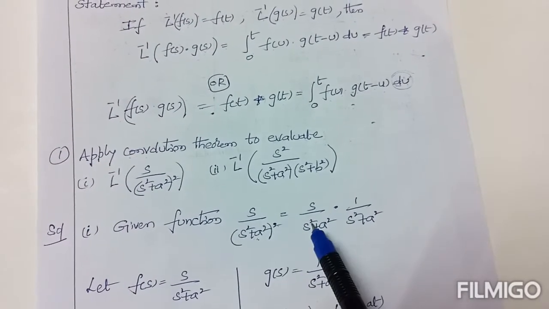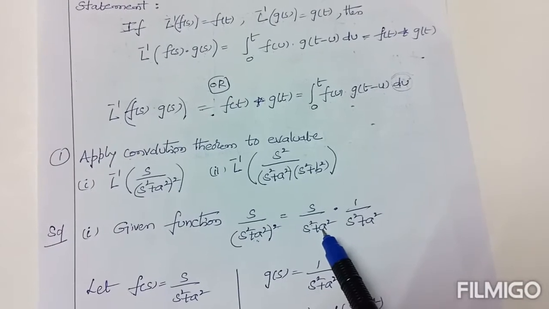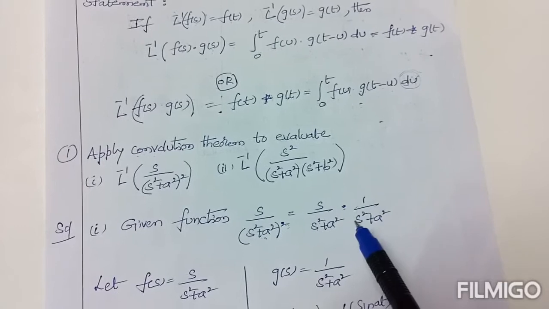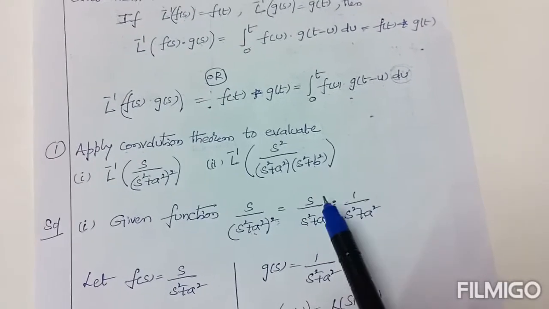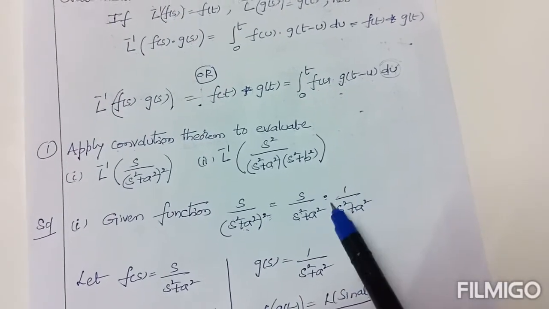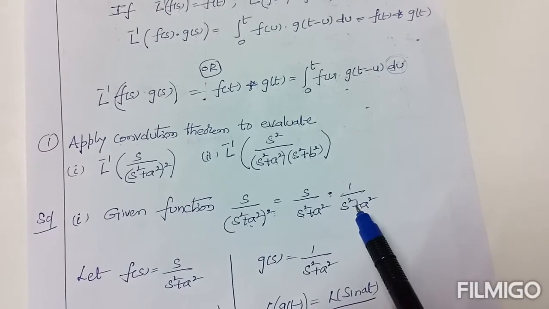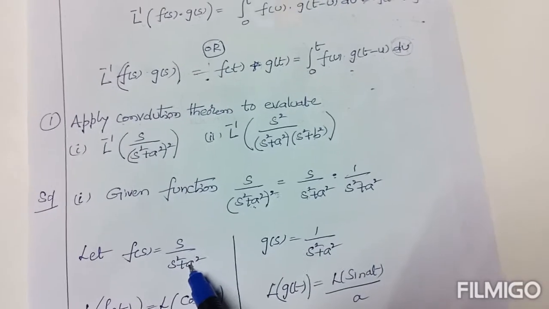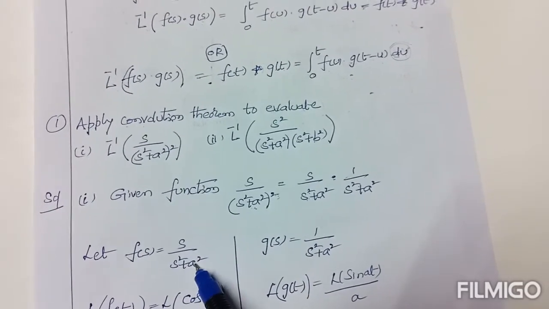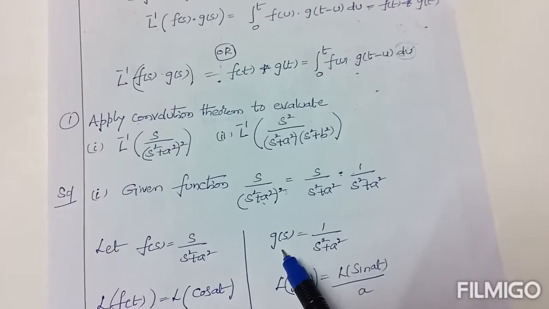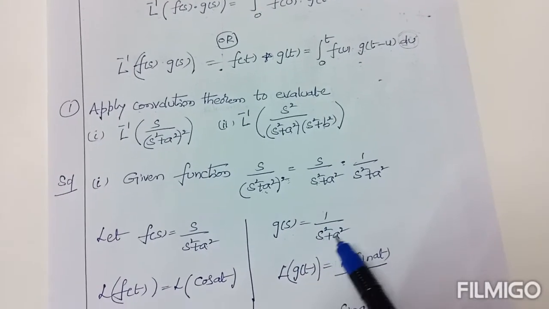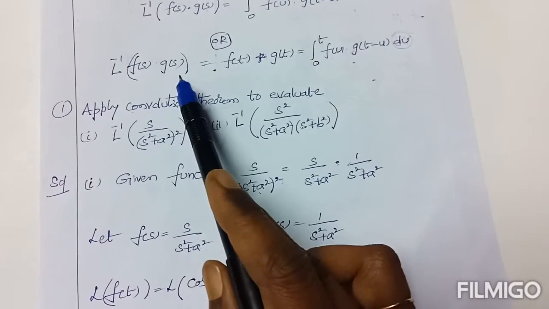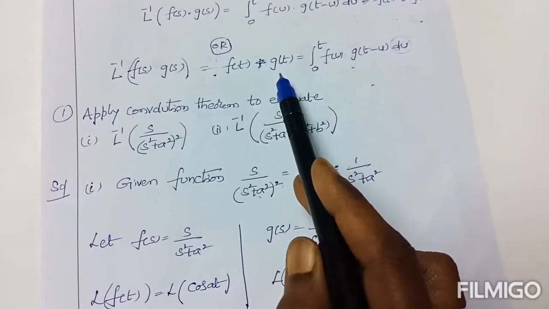The same function can be written as s by (s square plus a square) into 1 by (s square plus a square), since the square is there. Now here there are two functions, both defined in terms of s. Out of the two, the first function can be named F(s), s by (s square plus a square). The second function can be named G(s), 1 by (s square plus a square). Okay, F(s) and G(s) are done. Next we need f(t) and g(t).